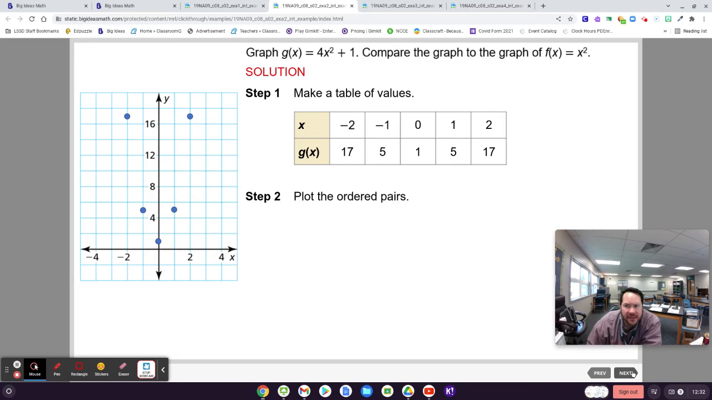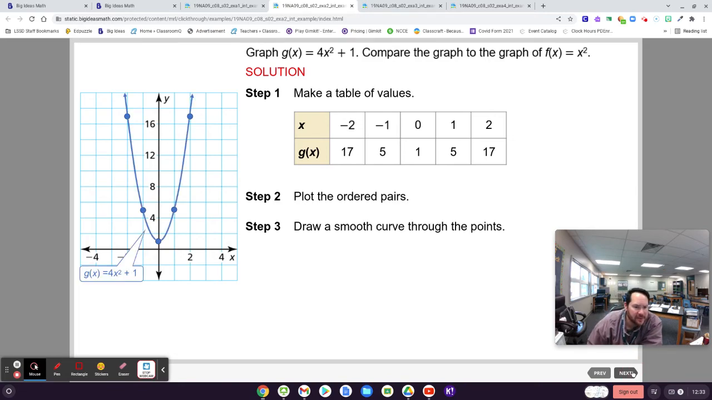Now, if you compare that to just x squared, you'll notice it is skinnier, it's been vertically stretched, and it's moved up 1 space. So it's vertically stretched, skinnier, narrower, and moved up 1 space. All right, so make sure you understand, first of all, how to fill out a table like that using the values, and why it ends up being a skinnier graph that's been moved up based on the 4x squared plus 1.